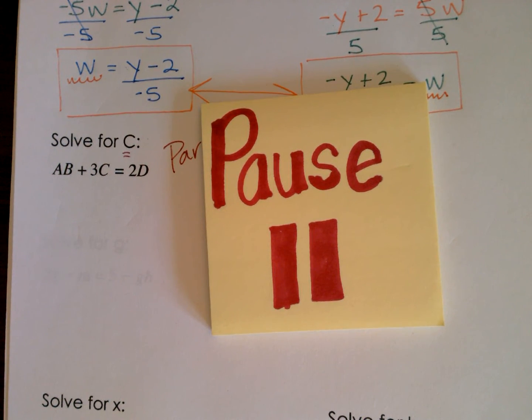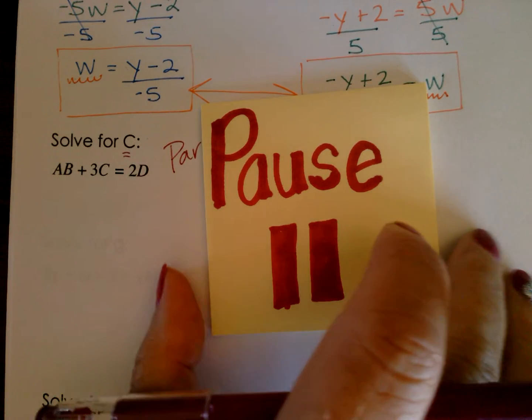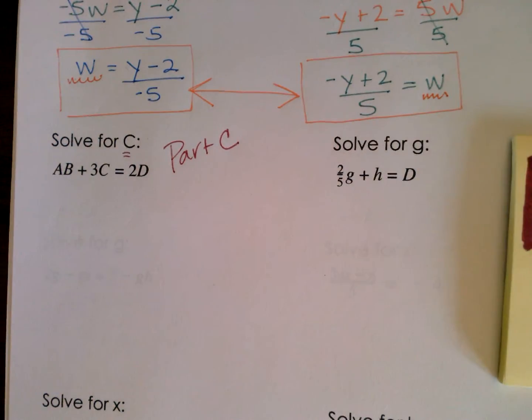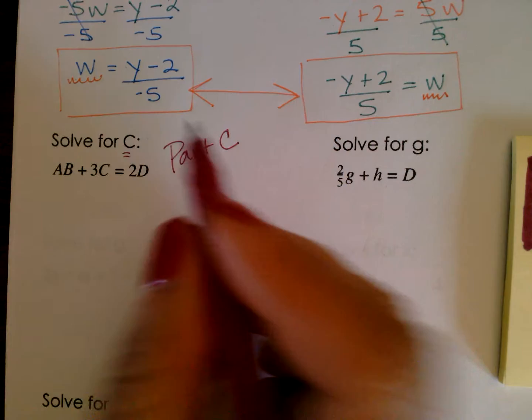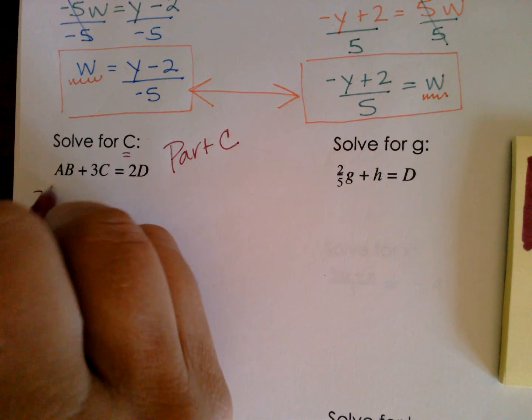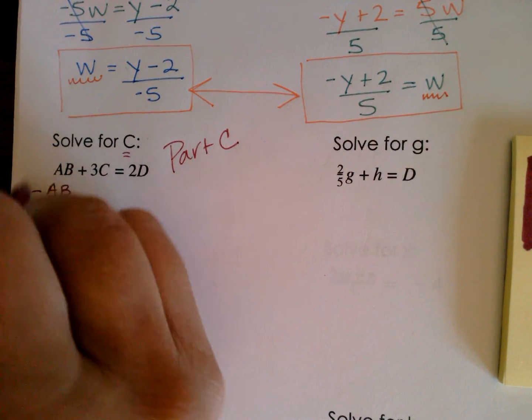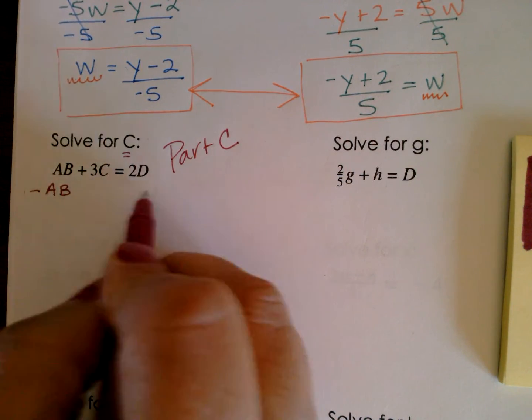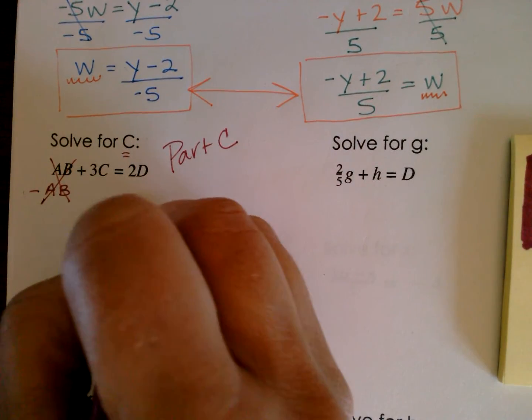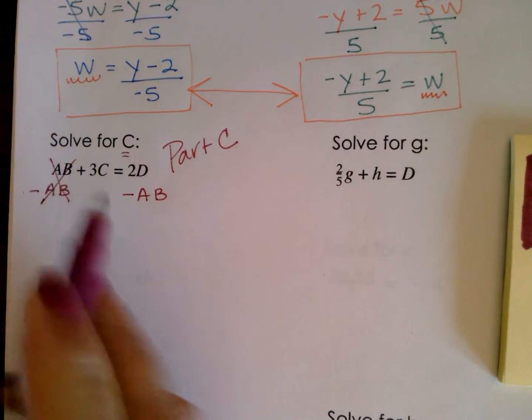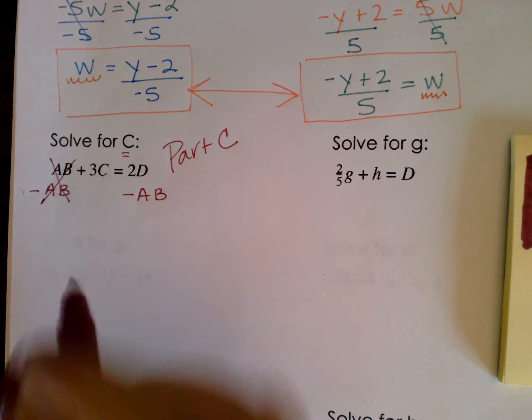Let's see what we have that is the same and different. Thank you for pausing the video. I hope that you took the time to practice this one by yourself. I am trying to isolate C, so I would subtract this item. I need this whole thing to move to the other side to get C isolated.